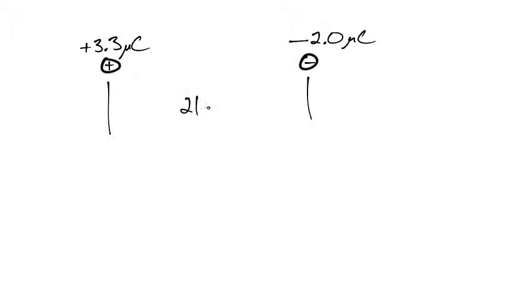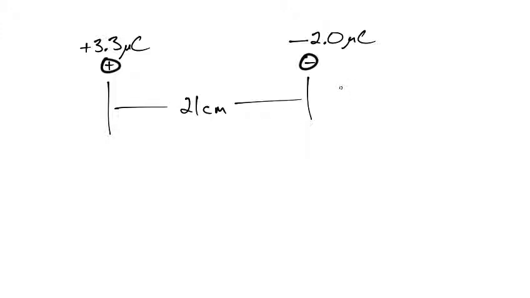Now, the value of this one is going to be positive 3.3 microcoulombs, and this one is going to be negative 2.0 microcoulombs. And the distance between them is going to be 21 centimeters.